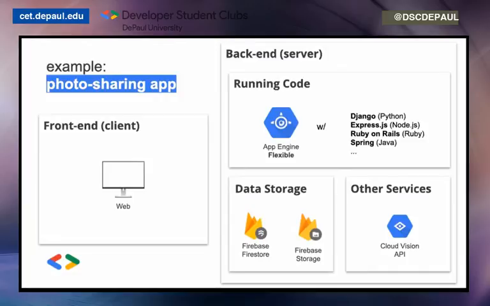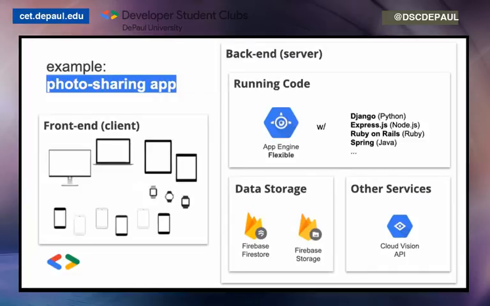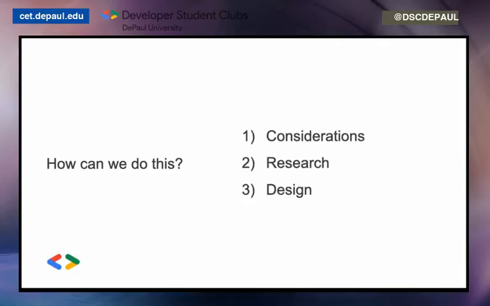And lastly, it's a really good idea to have other clients that interact with your back end, so that users will have access to all of their photos through all of their devices. So how can we actually do this? It is easier said than done. So how do we make all these decisions in practice? Well, we have broken it down into 3 simple steps.